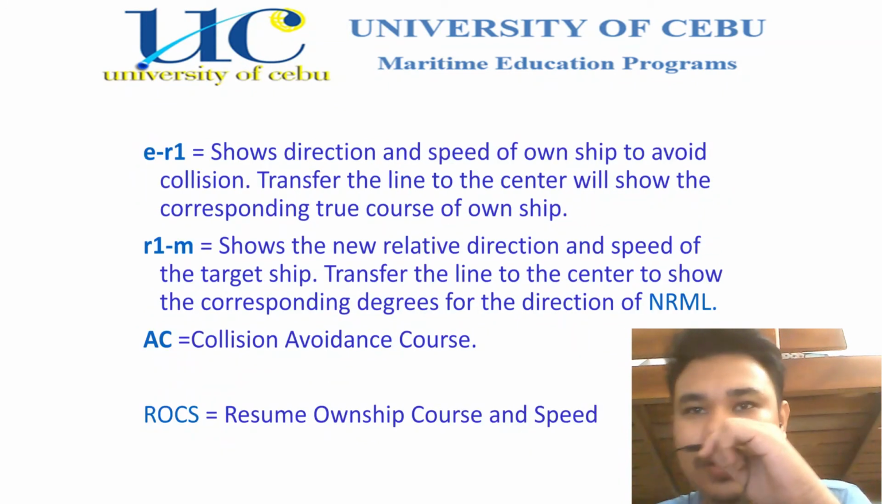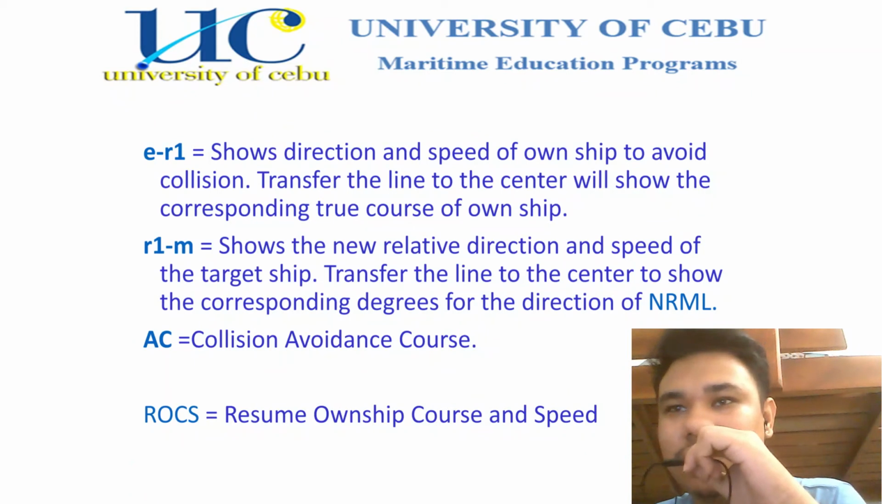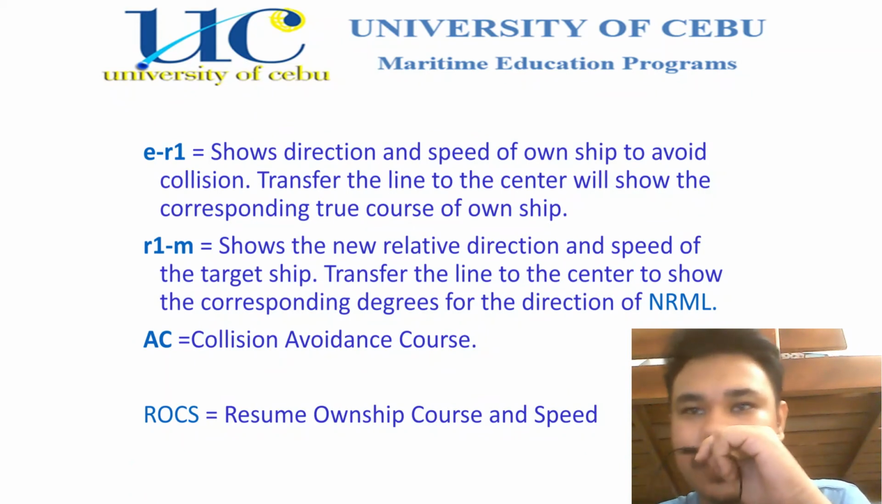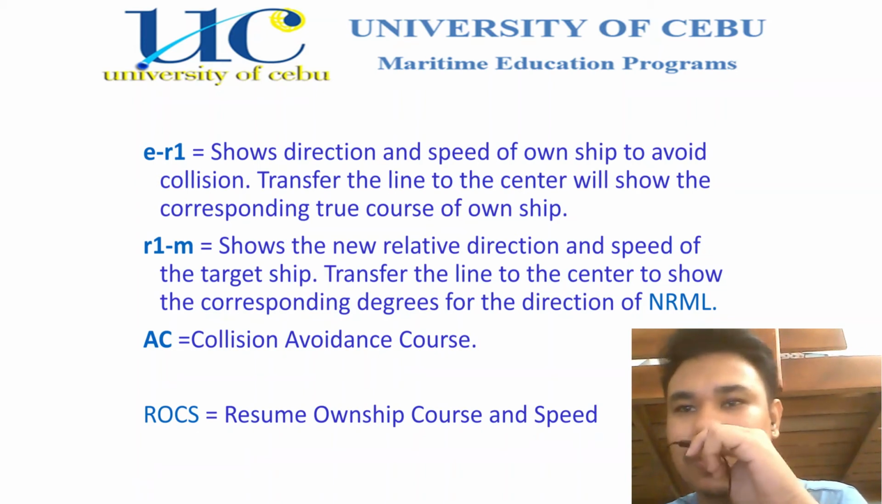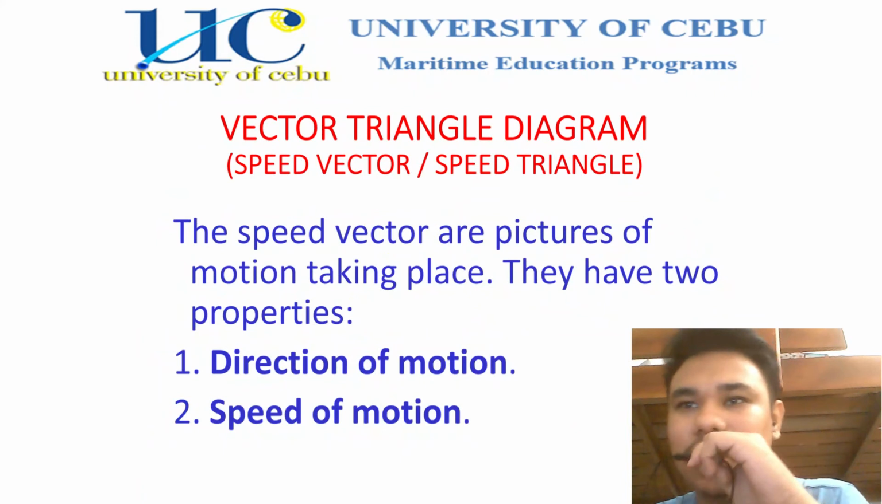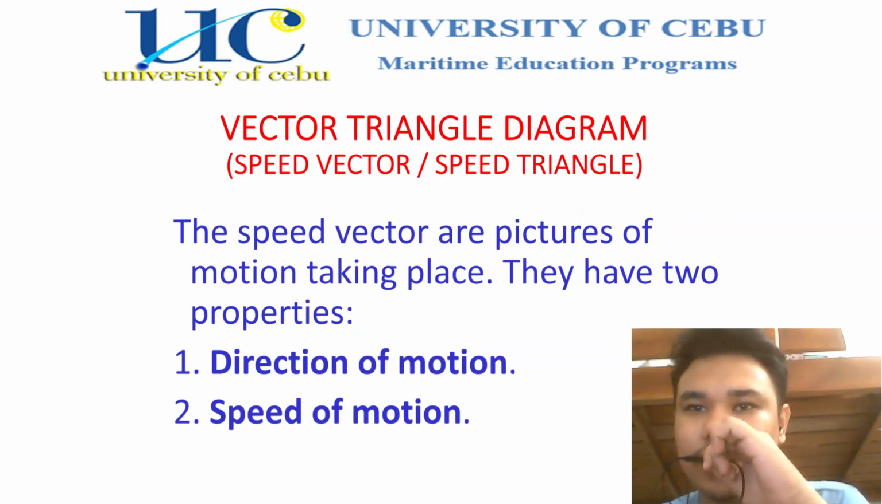ER1 shows the direction and speed of own ship to avoid collision. RM shows the new relative direction and speed of the target ship. The EC is the collision avoidance course, and the ES is the collision avoidance speed. ROCS, resume own ship course and speed. Vector triangle diagram, speed vector, speed triangle. The vectors are pictures of motion taking place. You have two properties: direction of motion and speed of motion.